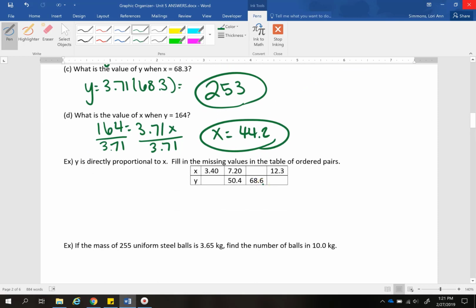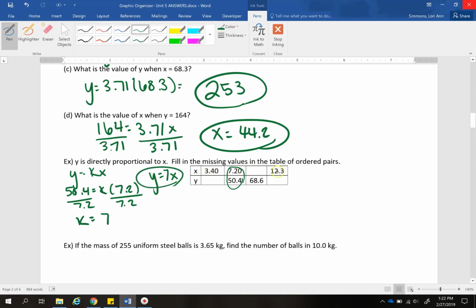This can also be given to you as a table. So again, it is saying y is directly proportional to x. So we start off with this equation. So we need a y and an x that match up. So let's use those because those are the only ones that we know are together. So we have 50.4 equaling k times 7.2. We gotta find our k, right, to make our equation. K is equal to 7.